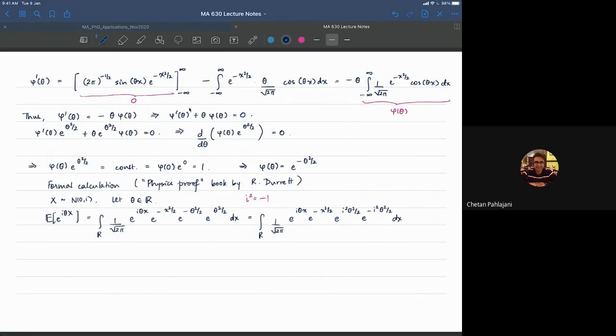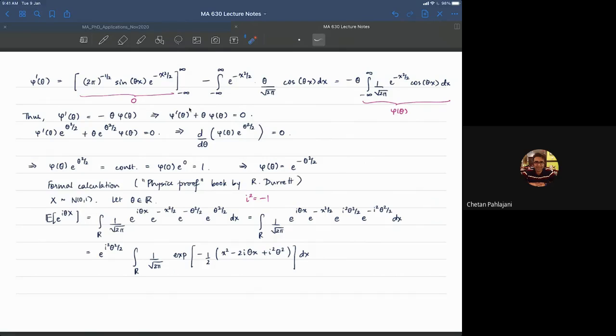Now I'll take e to the i squared theta squared over 2 and pull that out, and then inside the integral, I'll have the integral over R of 1 over square root of 2 pi, and then e to the minus 1/2 times x squared minus 2 i theta x plus i squared theta squared dx. Any questions so far? So this is where I was making a mistake when I was completing the squares.